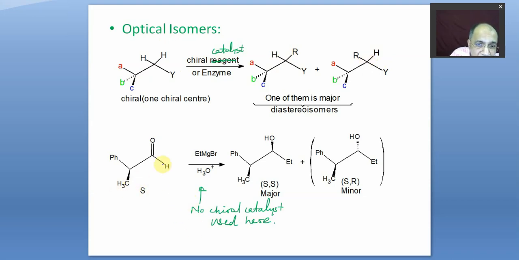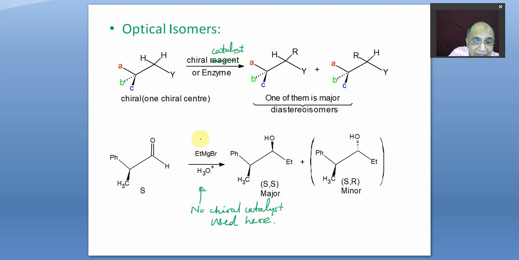And supposing we take this example where there is an already existing chiral center, supposing this configuration is S, and a new chiral center will be created by the addition of ethyl magnesium bromide, a Grignard reagent, followed by acid workup. If you do not know about this, you forget, you will be knowing in your subsequent organic program.